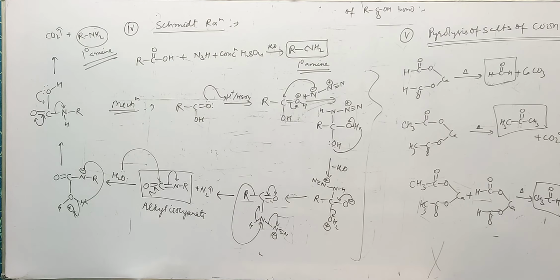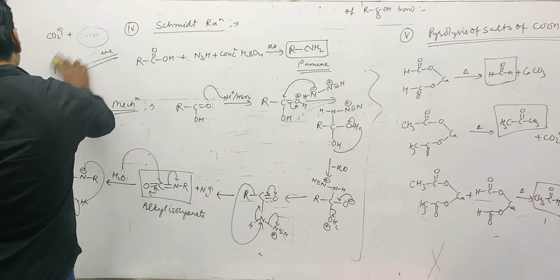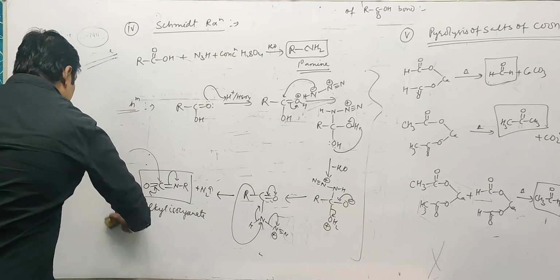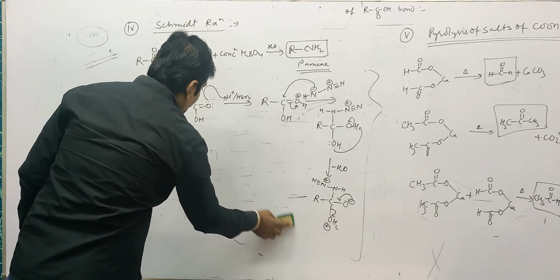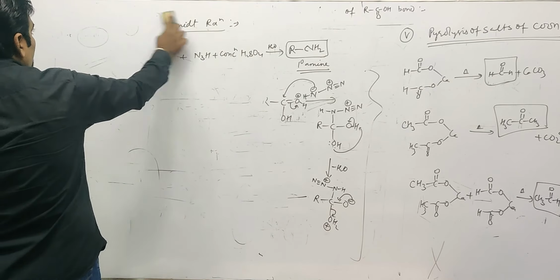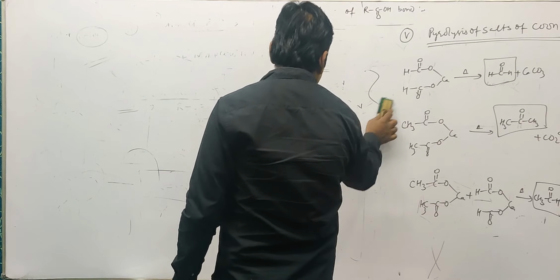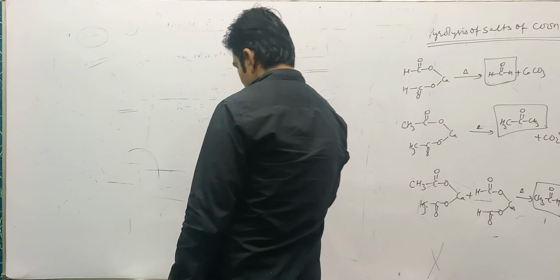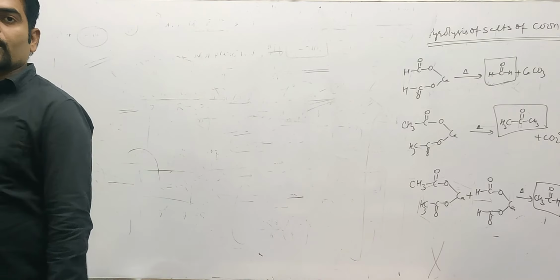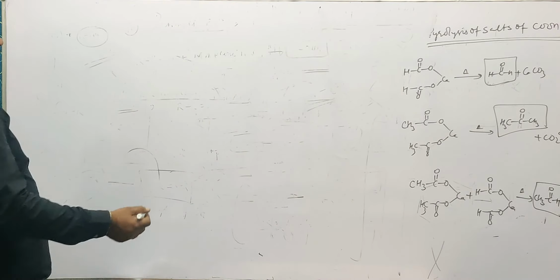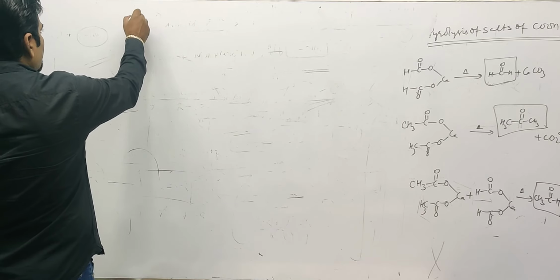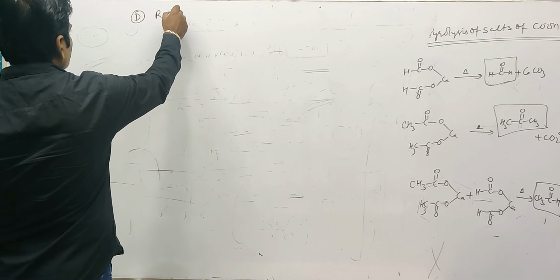Okay, this is all about the decarboxylation reactions: decarboxylation of salts of carboxylic acid and decarboxylation of carboxylic acid. Now the next category of reaction, that is in fact the fourth, D, is reduction of carboxylic acid.